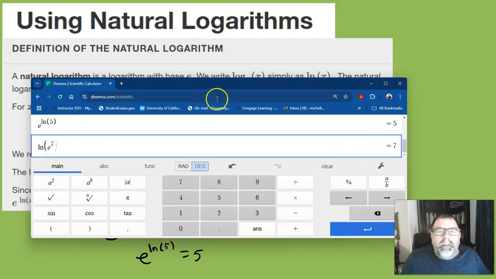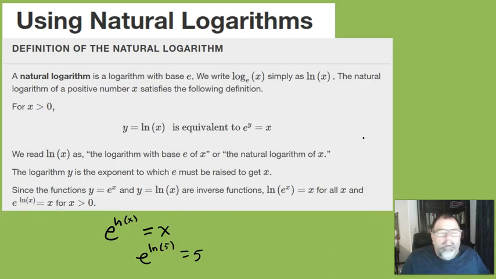So e to the ln of whatever number you put in is going to give you that same number, and ln of e to whatever number is going to give you the same number, because ln and e to the x are inverses of each other, so they cancel each other out.